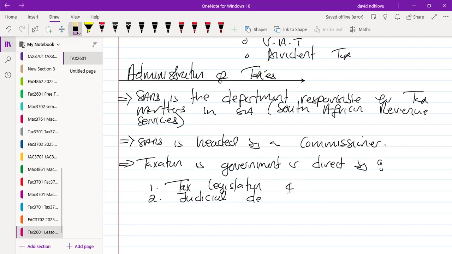Right, that's incorrect. Right, by the judicial decisions. Right, so there are two sources of tax law. We have legislation and we also have judicial decisions. I think I put it the other way around. Right, it was correct the first time.